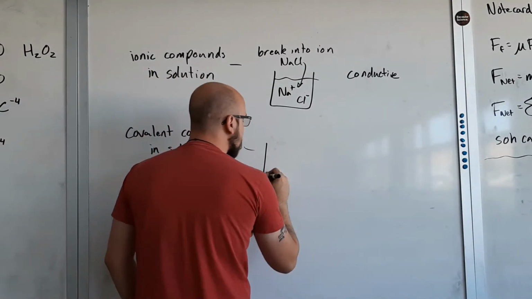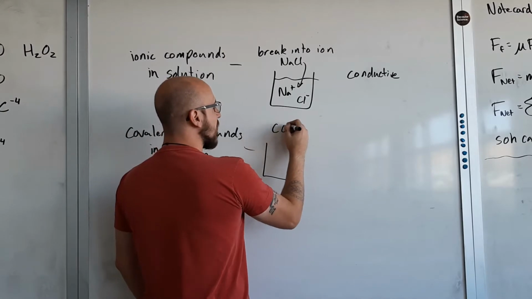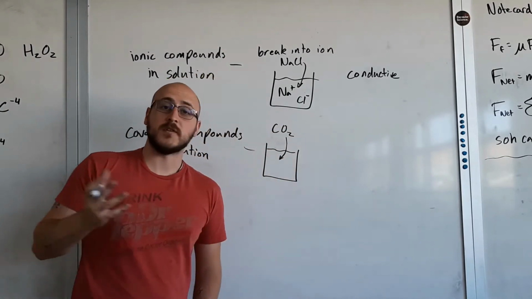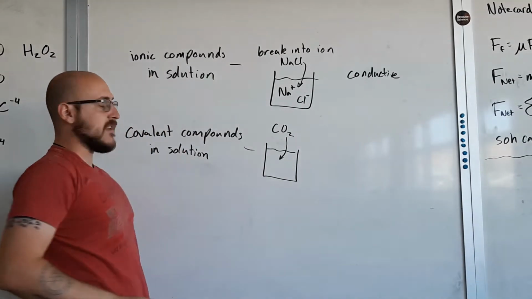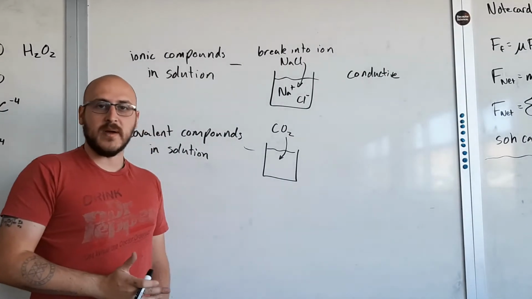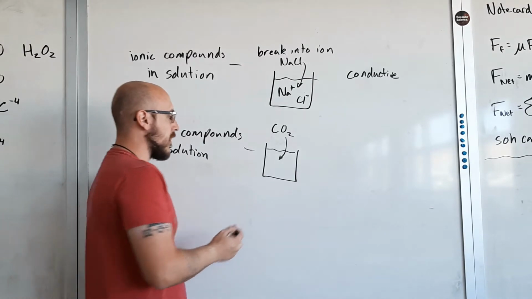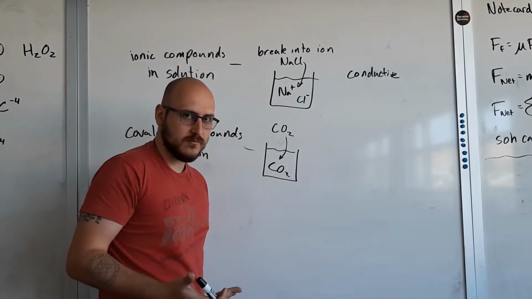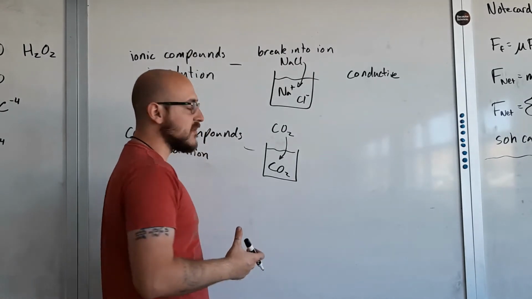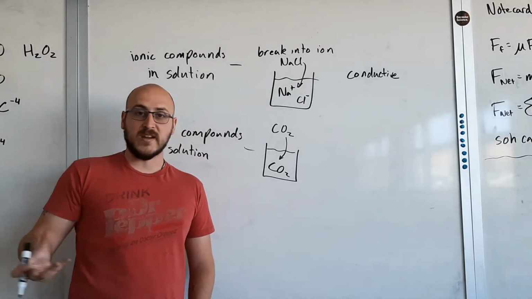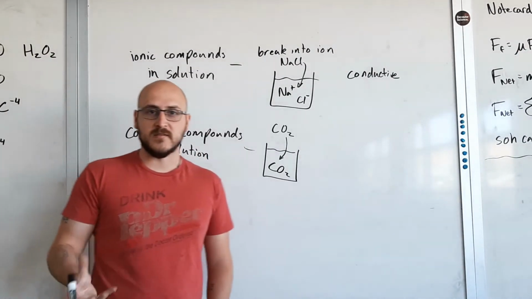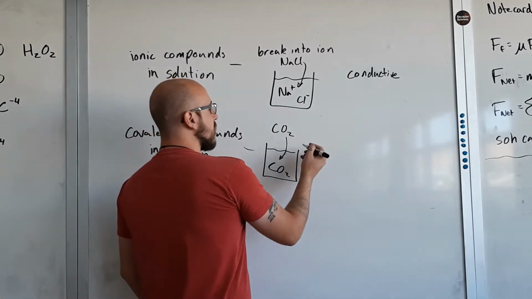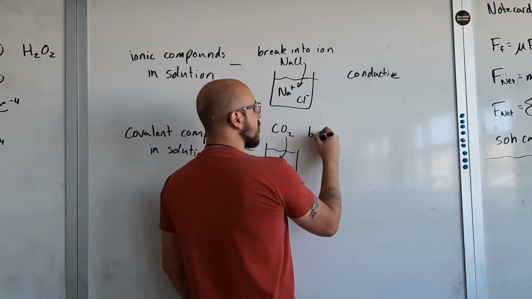Whereas if we were to take carbon dioxide and try to dissolve it in, first it'd be more difficult because as a general trend, covalent compounds are less soluble. But once you dissolve it in, it's still CO2. It's not going to break down into individual carbons and individual oxygens. You'll still have carbon dioxide. So these break down to just molecules.